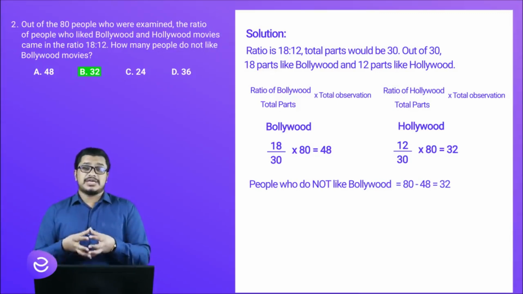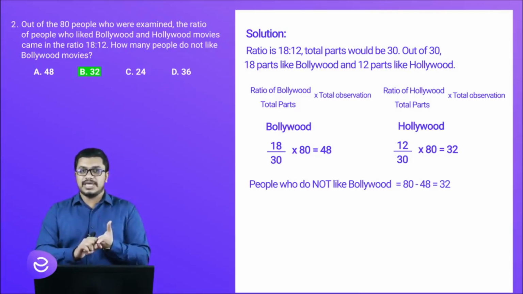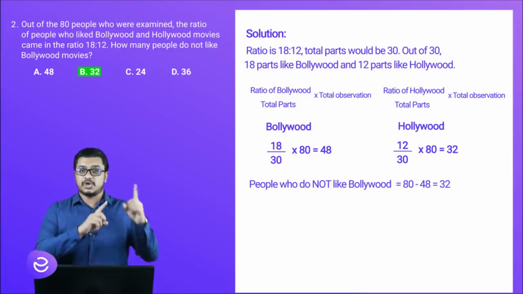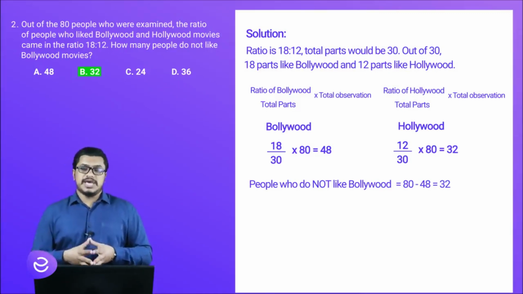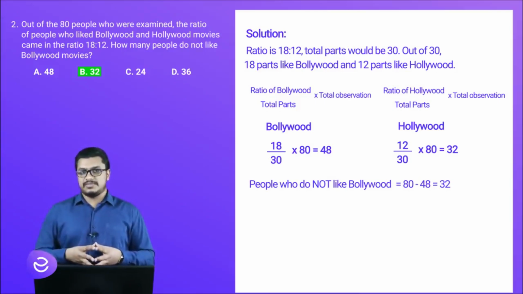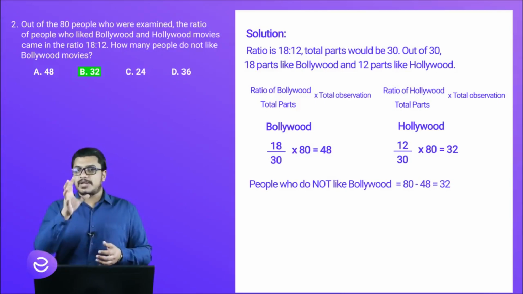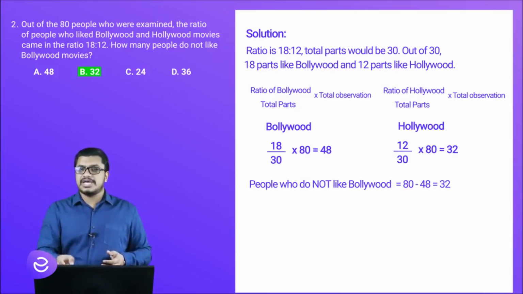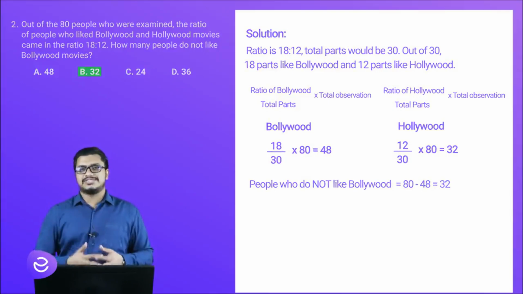So this is how you do a ratio question. You take the total parts and the ratio of part A, ratio of part B, and then you have the equation: ratio of part A divided by total parts into total observation, ratio of part B divided by total parts into total observation. If you apply that equation everywhere, you will get the answer. And as I said before, be cautious, because sometimes there will be a twist in the question, and when you handle that, you will get the answers correctly.